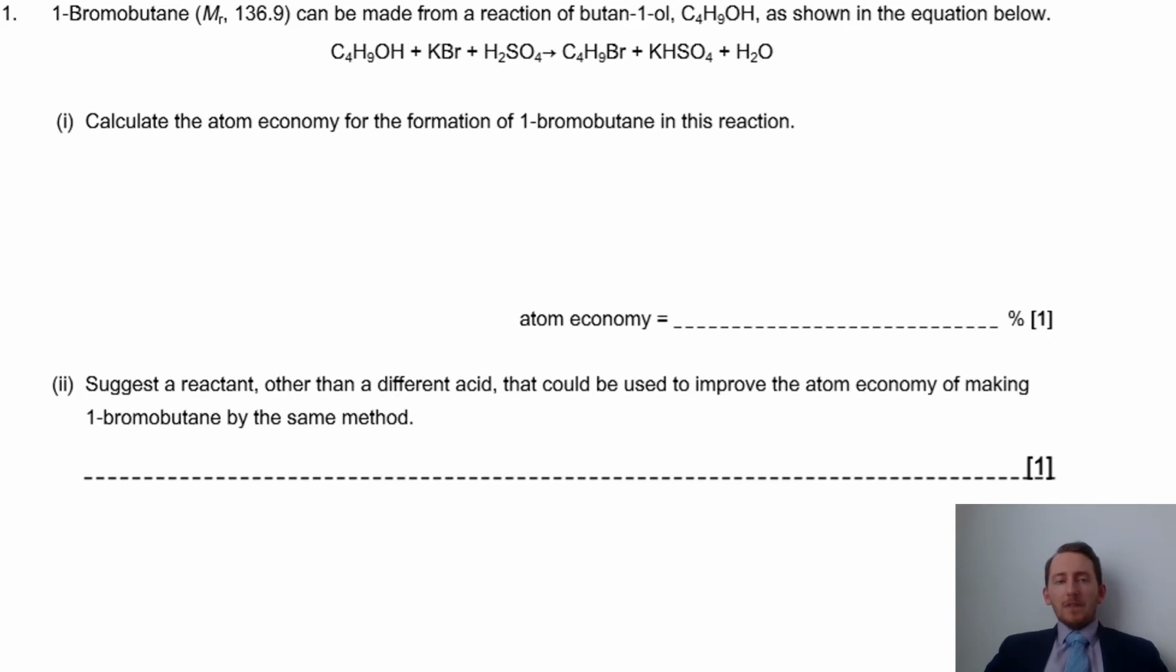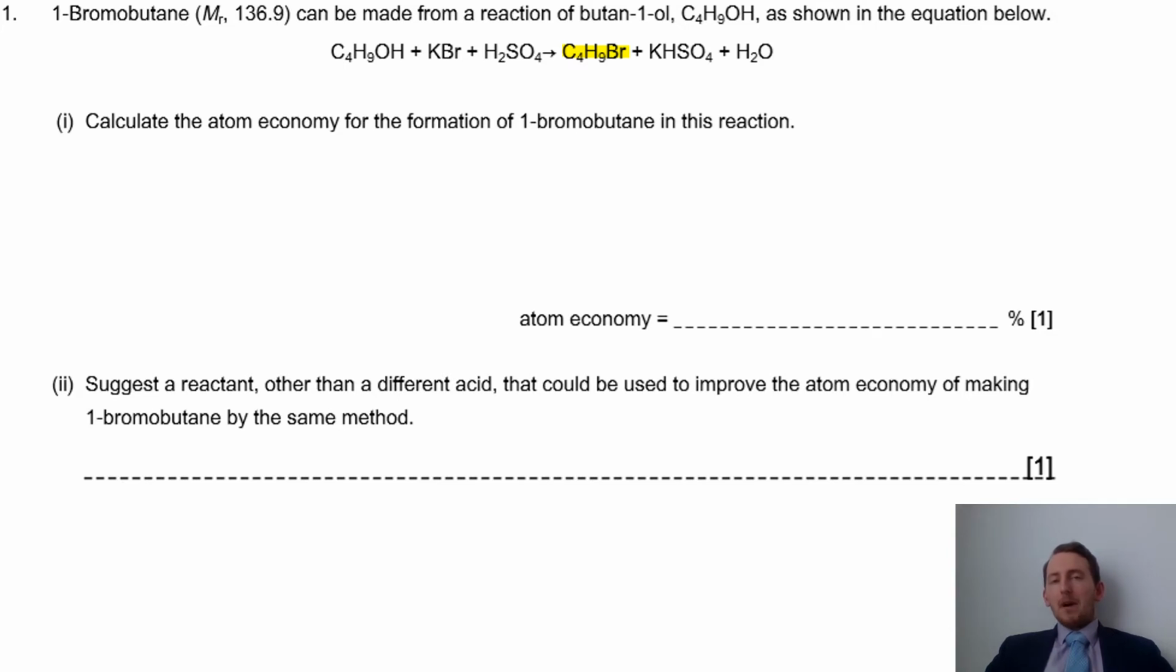First question we have here is asking us to calculate the atom economy, the formation of 1-bromobutane. So 1-bromobutane is this product here, so that's our desired product in that equation there. So only a single mark. Now hopefully we know what the equation is for atom economy. If not, we're a little bit stuck on this question.